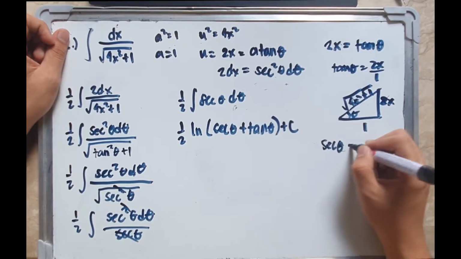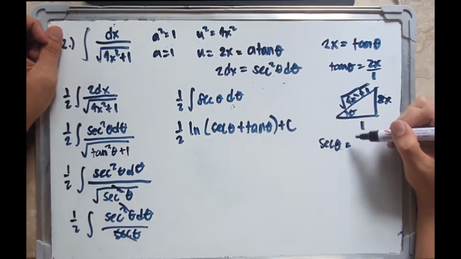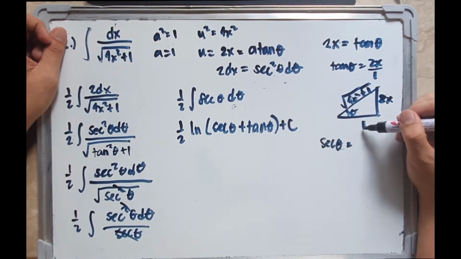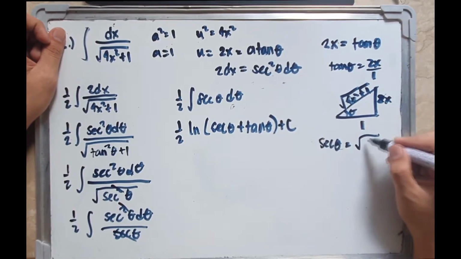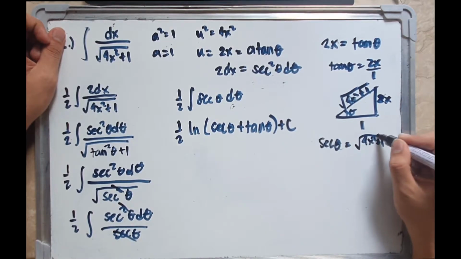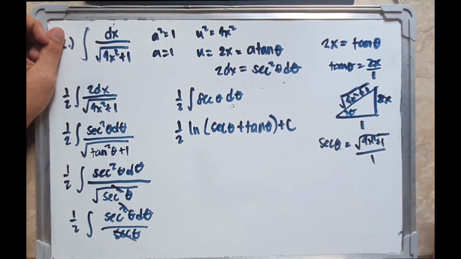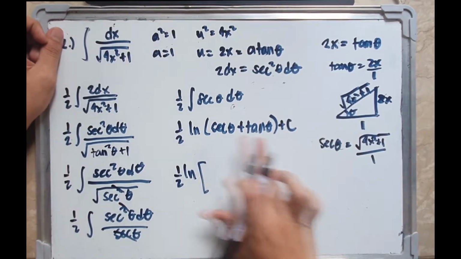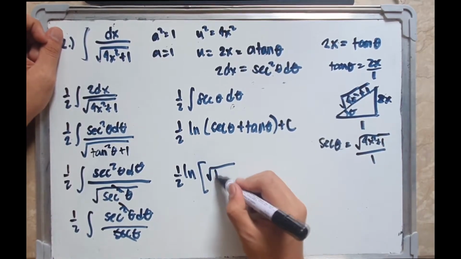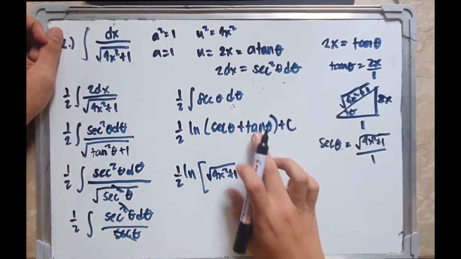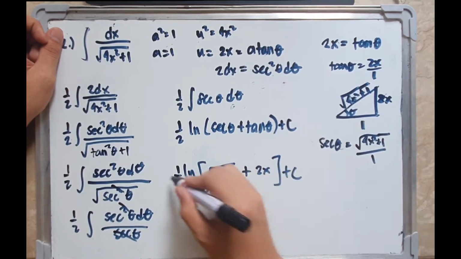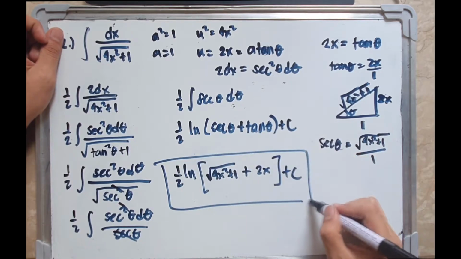The secant theta is known to us as hypotenuse over adjacent. So hypotenuse, the square root of 4x squared plus 1 over adjacent is 1. Therefore, we have 1/2 ln of, what is secant theta? The square root of 4x squared plus 1. What is tangent theta? 2x, plus c. This will be our final answer.